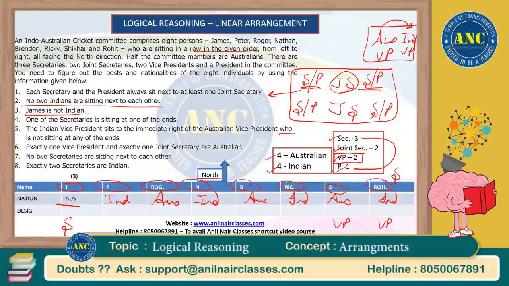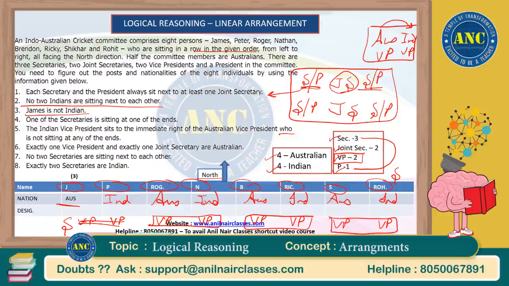Okay, so this is one position for the VPs. The second position for the VPs is this one, VP. This is a second option for them. This is a third option for them, VP. The fourth option for them is not this one, but this one, VP and VP. But the Australian VP cannot sit at any of the ends, so this option is gone. So these are the 3 options which are left.